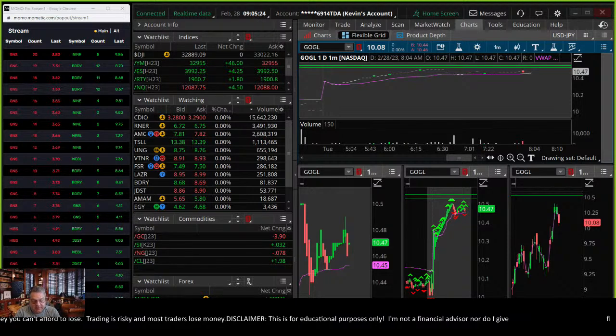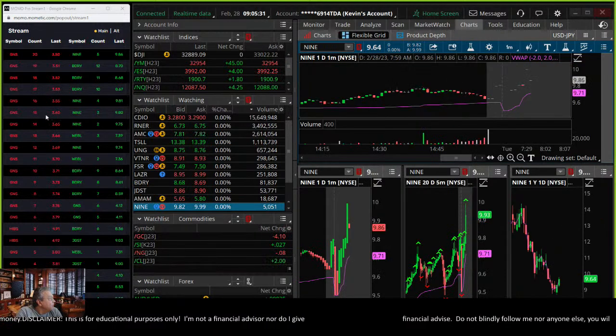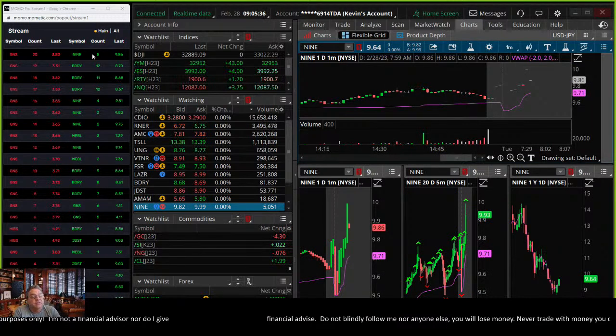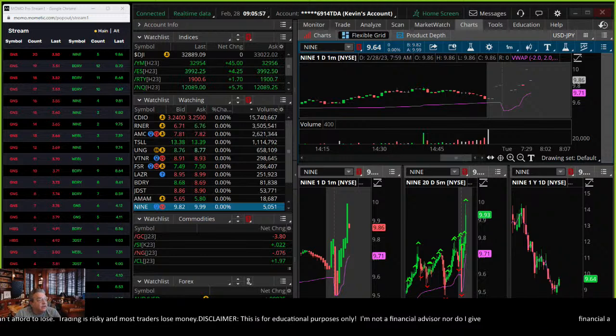NINE, let's look at NINE. What you're seeing over here is a scanner. This scanner is showing me any stocks that are making new highs based on my parameters. I like to look at stocks between $2 and $10. NINE's been on the radar all morning, but I'd like to see a little bit more volume, 5,000. Not going to do it.